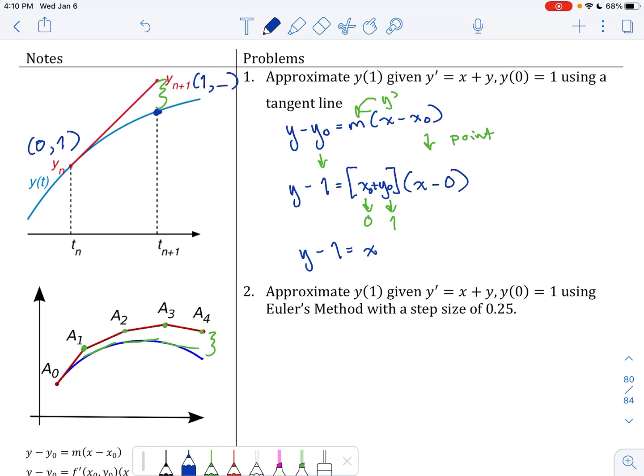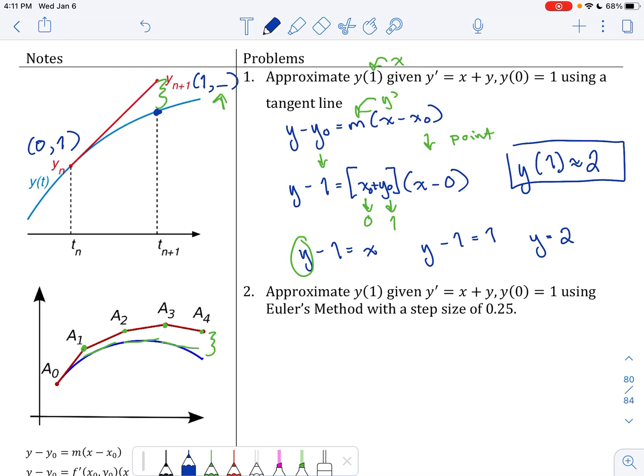What we want to approximate is the y value here, so this is what we want to solve for, and we're given that x is equal to 1. So y minus 1 is equal to 1. Add 1 to both sides. Y is then equal to 2. So what this tells us is that y at x equals 1 is approximately equal to 2, off by this little error here.